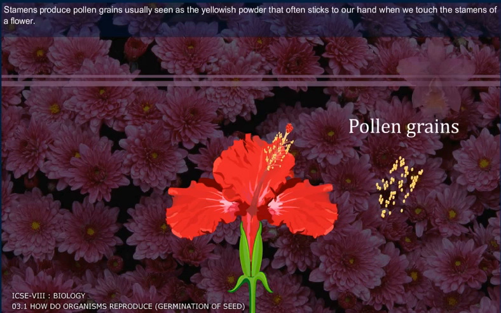Stamens produce the pollen grains, usually seen as the yellowish powder that often sticks to our hand when we touch the stamens of the flower.